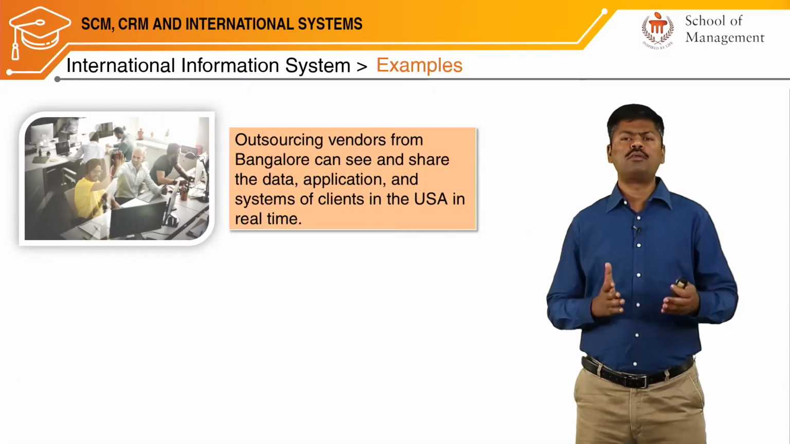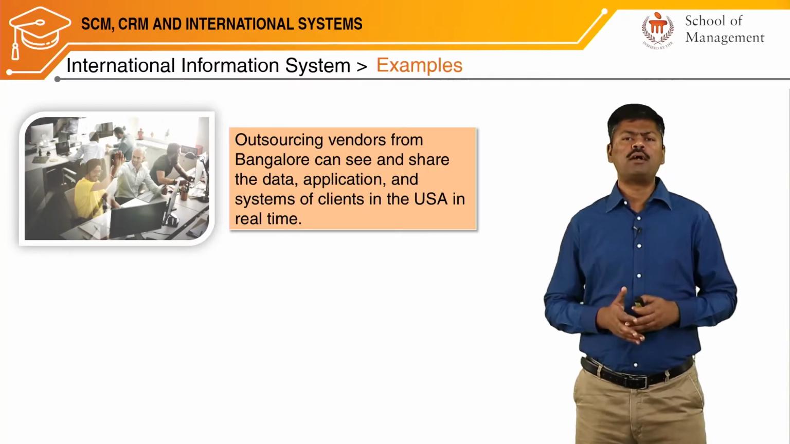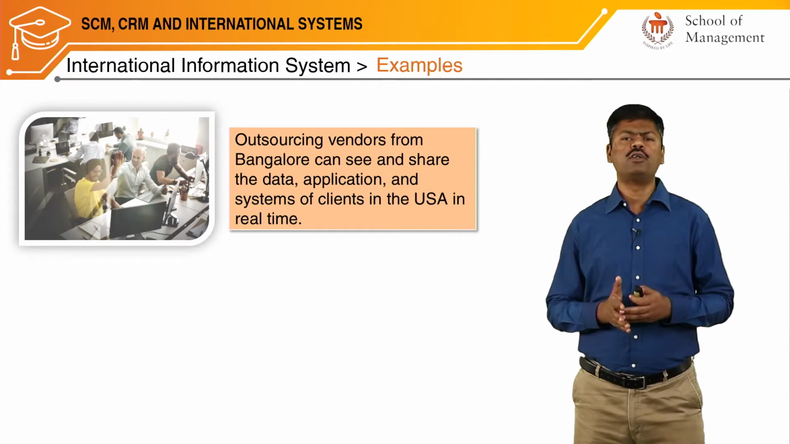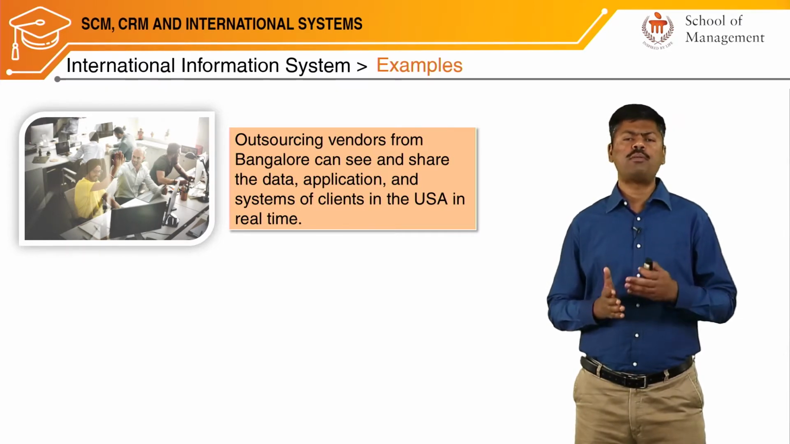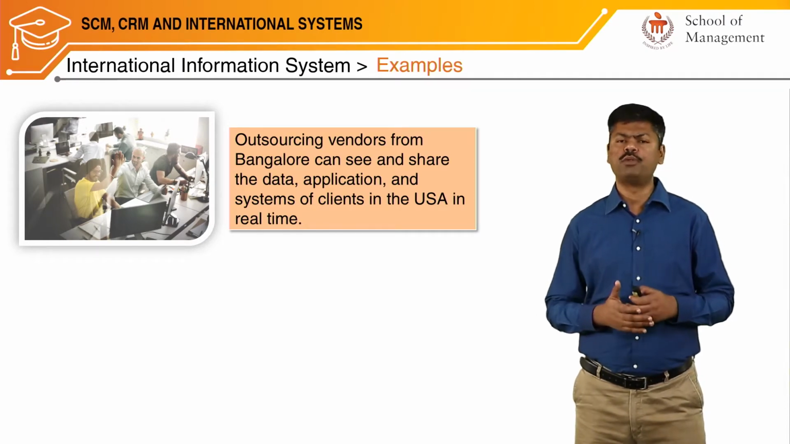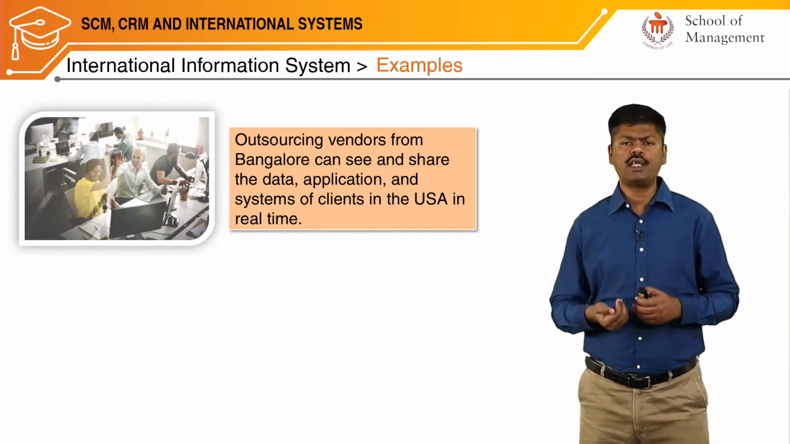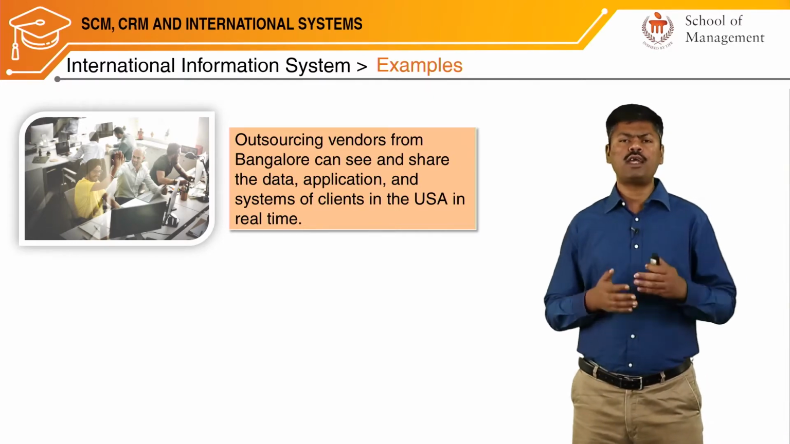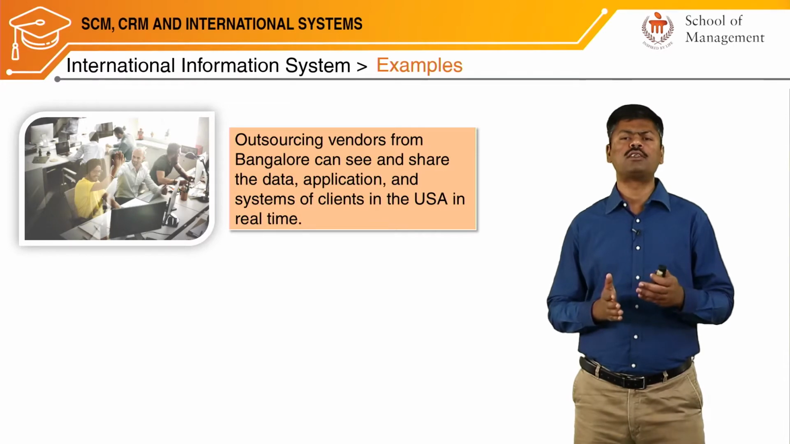So, we will talk about some examples here. Let's say the outsourcing vendors in Bangalore can see the data and applications, the systems, from their outsourcing partner based out of the US in real time and fix the problem. Once they have outsourced the activity to India, clients in the US actually save a huge transaction cost.